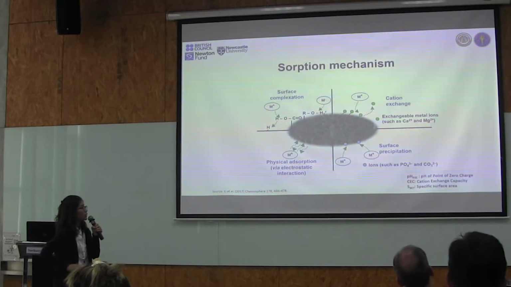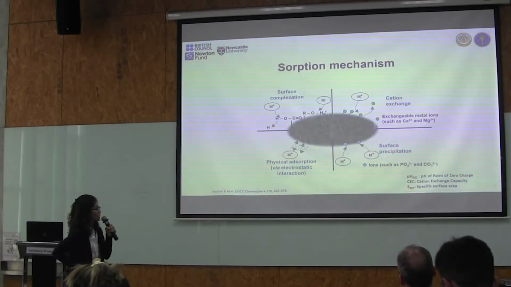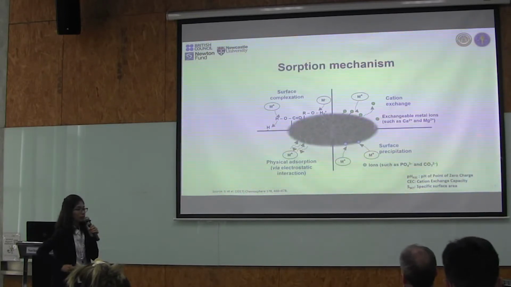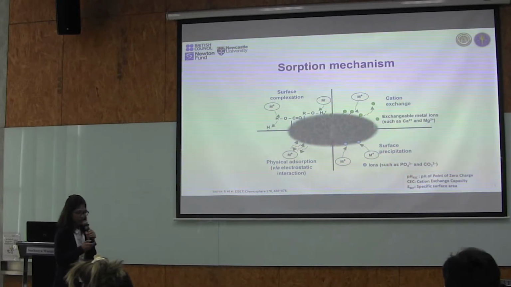indicate the exchangeable metals such as calcium and magnesium that can be exchanged with the metal. And the last aspect is surface precipitation, since some biochar sometimes also contains phosphate and carbonate. So if the biochar contains these elements, these compounds, then precipitation can take place.